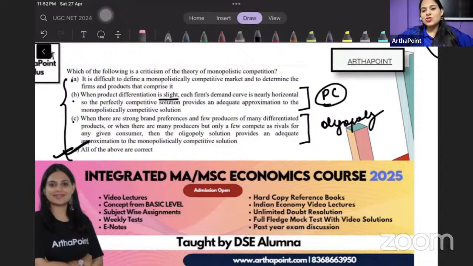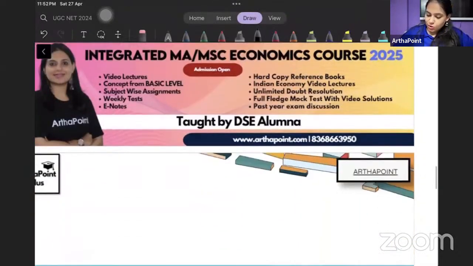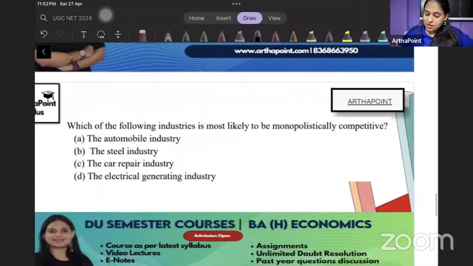तीनों ही monopolistic competition के criticism में आते हैं, right? So we will go with option number D. All three seem to be the criticism of monopolistic market. Okay, beta. Come to the next question.